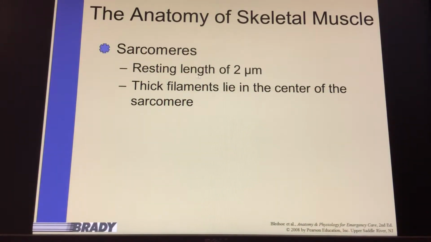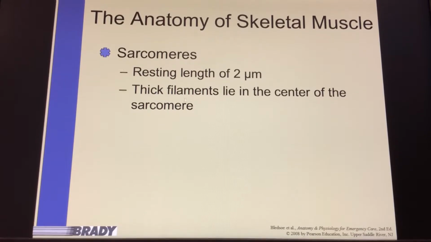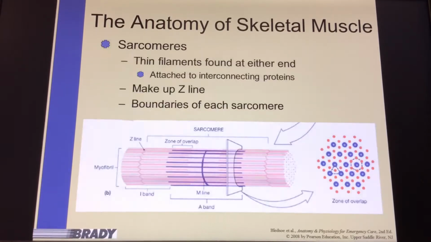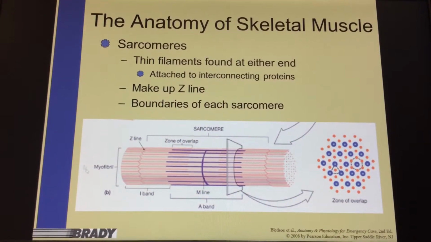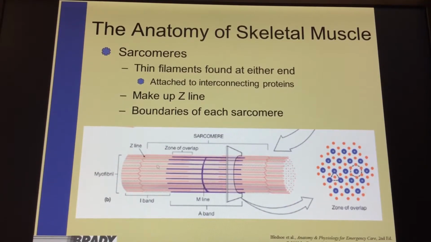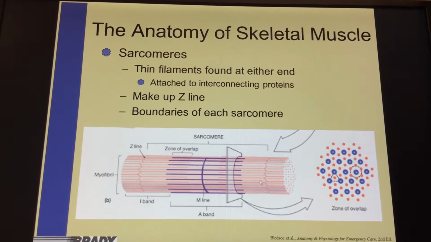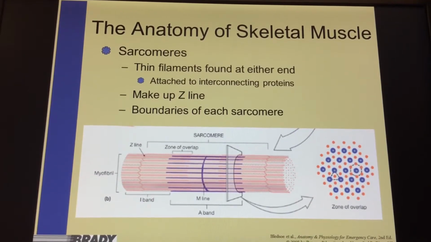And then that resting length is usually about 2 micrometers. The thick filaments are in the center, as we talked about, and here we go back to that picture. I want you to know, in case you see something like this again, which ones are the thick filaments, which ones are the thin filaments, the Z line, the M line, the I band, and the A band, and that's all part of the sarcomere. And we're going to talk about how that contracts and how that moves.